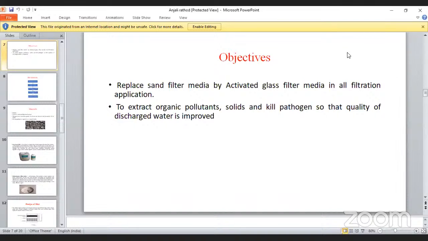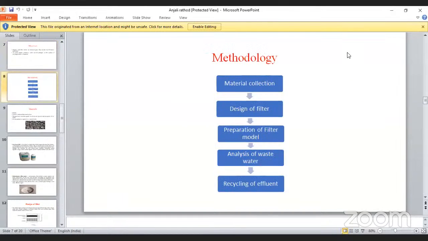Objective. The first objective of our project is to replace sand filter media by activated glass filter media in all filtration applications. And the second and main objective is to extract organic pollutants, solids, and kill pathogens so that the quality of discharge water is improved.